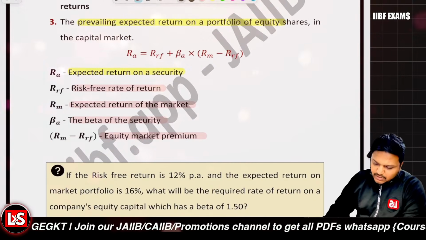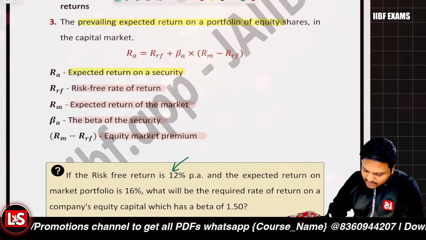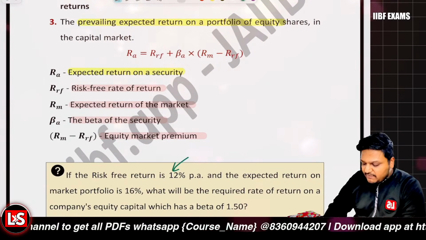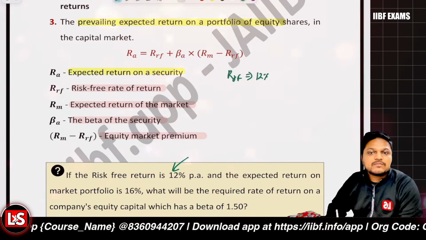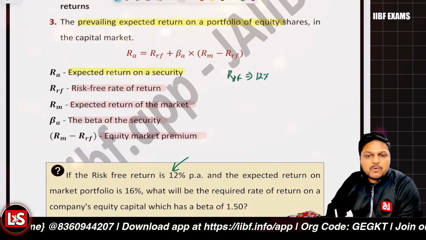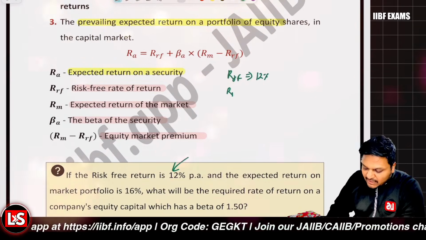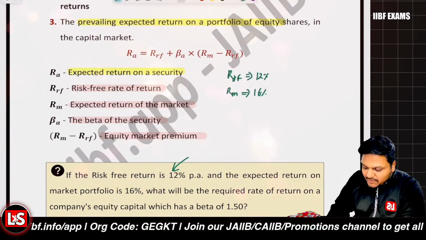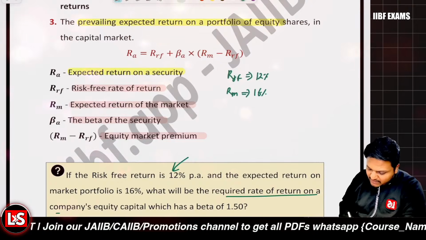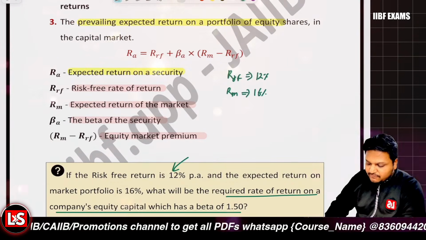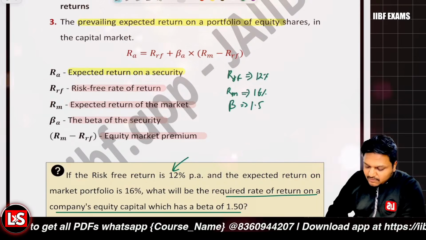Here we have this question. The risk-free return is given to be 12%. The risk-free return means we are provided with RRF, which is 12%. Further, the expected return on the market portfolio is 16%. The market portfolio means we are talking about RM, which is 16%. And further, what will be the required rate of return on company equity capital, which has a beta of 1.5. So the beta factor is given to be 1.5. So simple, we can solve it.